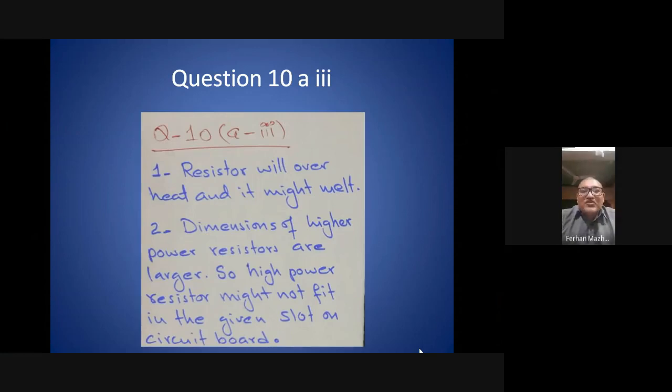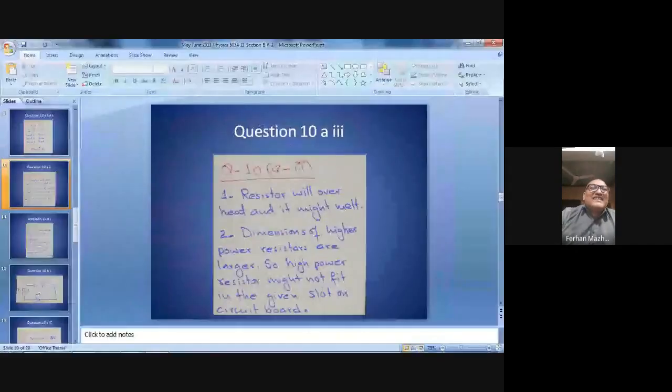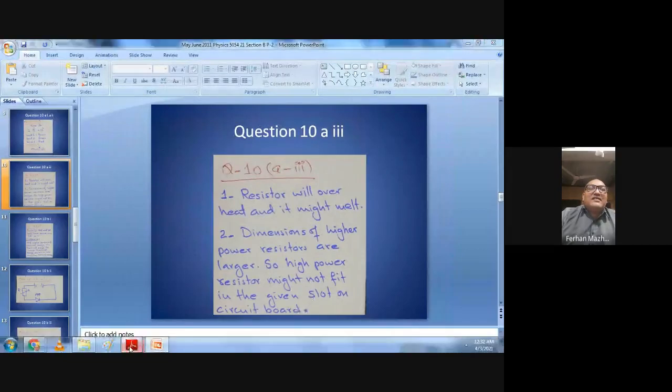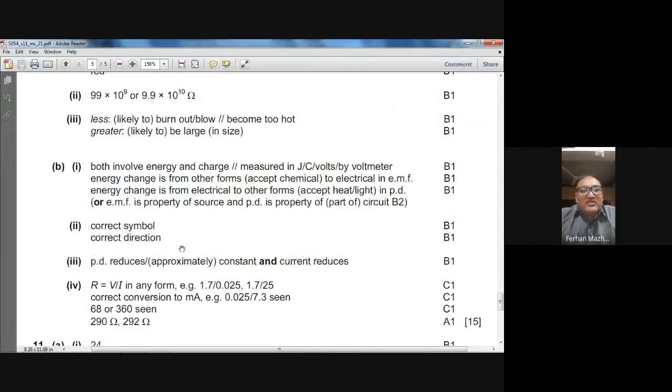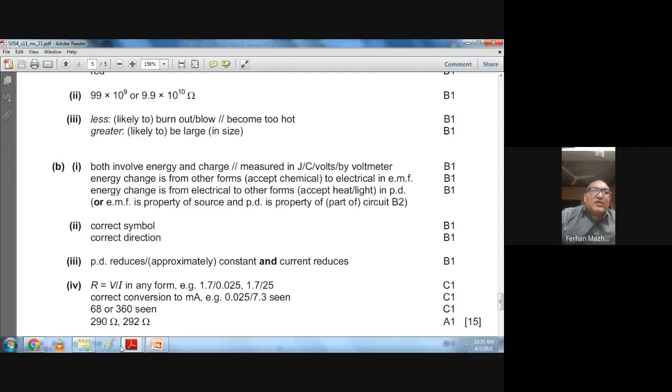I hope that you have understood what I'm talking about. So let's check the marking scheme. What the marking scheme says, very simple question. If you use less than 0.25 watt, the answer says likely to burn out or blow or become too hot. And when you use a resistor whose power rating is more than 0.25 watt, likely to be larger in size. Likely to be larger means dimensions, length, width, height. It might not fit in the slot on the circuit board.